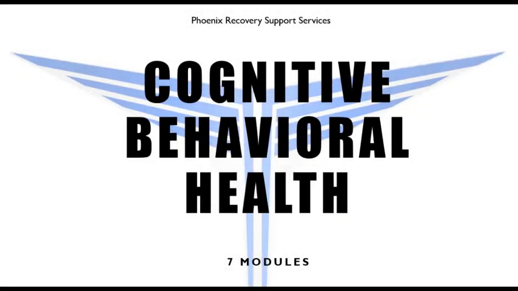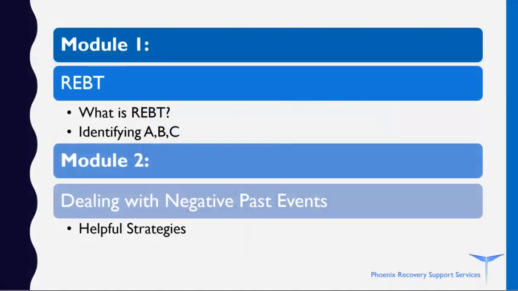The cognitive behavioral health course is going to be filled with a lot of high-level clinical jargon, but we're going to take it slow and step by step and talk about things through some general terms so that way we can better use these strategies throughout our recovery process. Module 1 is going to be a strategy called REBT. It's an acronym that stands for a lot of fancy clinical words that you'll read about during the module.